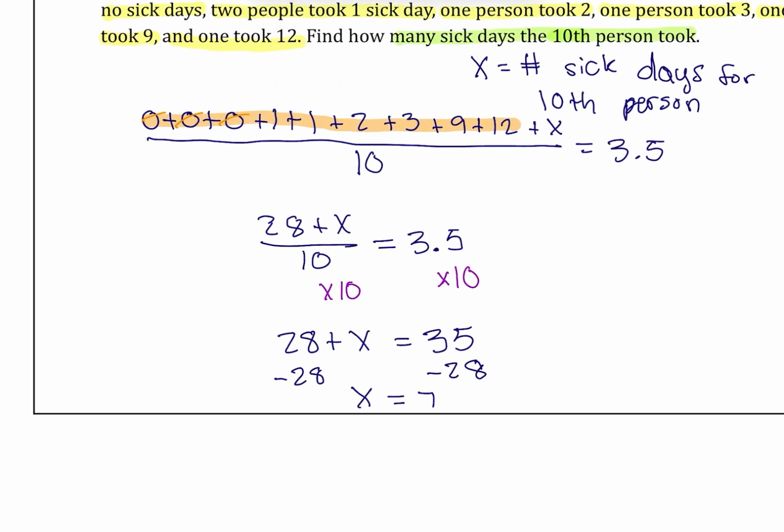So what does this mean? This means that the number of days that the 10th person took is 7. Writing that all out, the 10th person took 7 sick days.